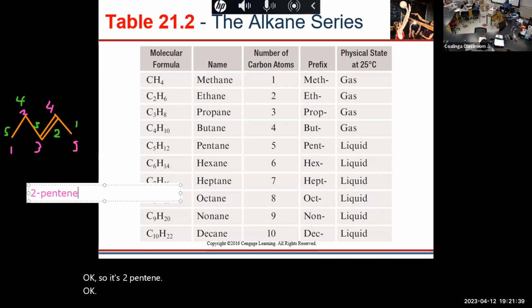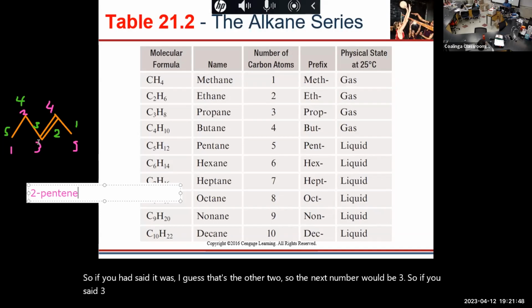So the next number would be 3. If you said 3-pentene, that would be incorrect because it's not the lowest number. So you guys see how to do that? Not a problem.